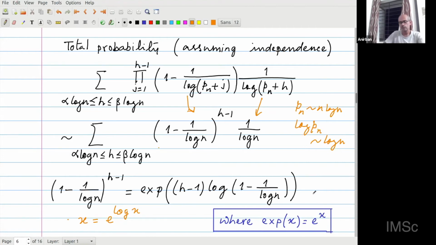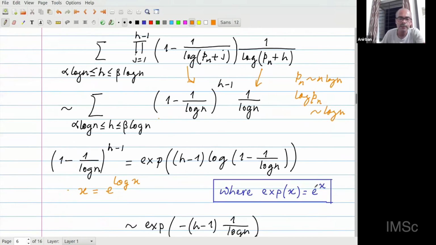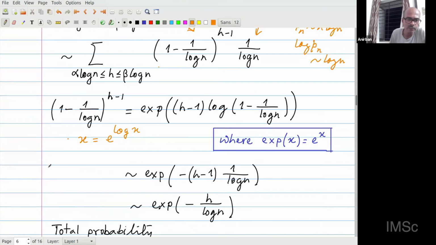So which is log of 1 minus 1 over log n. Here we use the fact that log of 1 minus x is roughly minus x. The other terms are smaller. This holds for small x, very small x, namely smaller than 1, and maybe very small. Since n becomes bigger, our x is very small. Our x is 1 over log n, so that's very small.